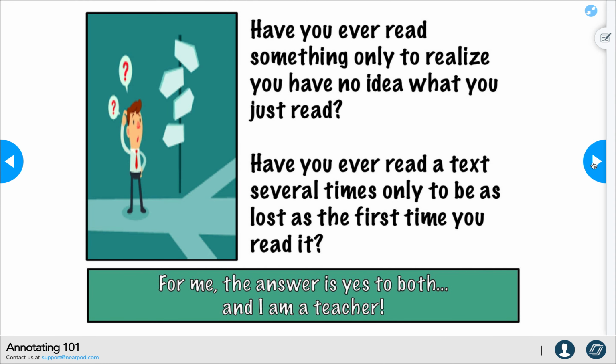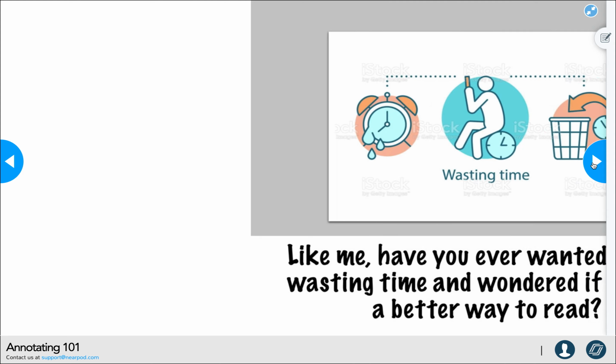So, have you ever read something only to realize you have no idea what you just read? Have you ever read a text several times only to be as lost as the first time you read it? For me, the answer is yes to both. And I am a teacher. I love reading. I used to devour books. I still do when I have the time. And I have an English degree. And I still struggle with this. So I can only imagine that some of you will as well.